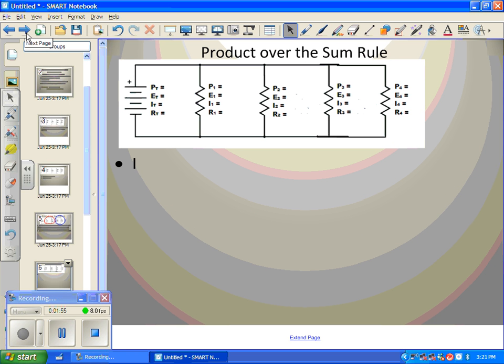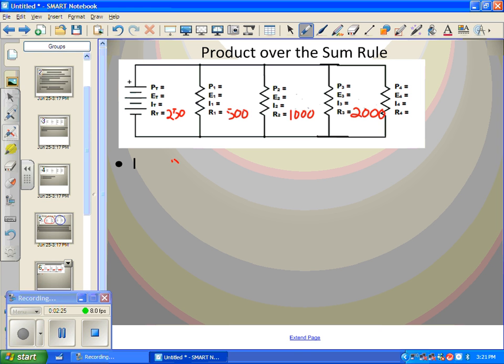I didn't put any values down because I think we're just going to put some numbers in here. So let's say 250, 500, let's say 1,000 and 2,000. Now that doesn't look too easy, does it? I can't do that. That's too hard. Well, let's do product over the sum.